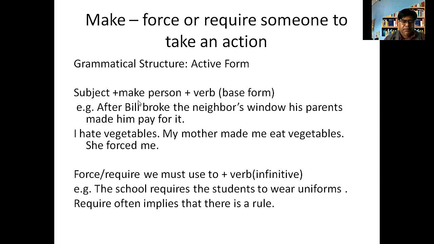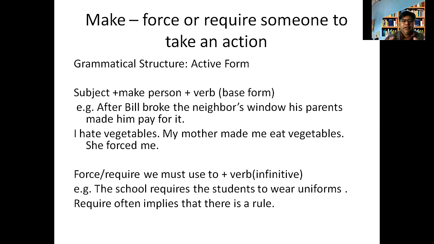In the active form, the subject comes first, then make plus person. Make is followed by the person, who is the doer, and then the base form of the verb is used. For example, after Bill broke the neighbor's window, his parents made him pay for it. Bill had to pay for it. This paying was forceful, may not be by his will, but he was in a forceful situation. Therefore, his parents made him pay for it.